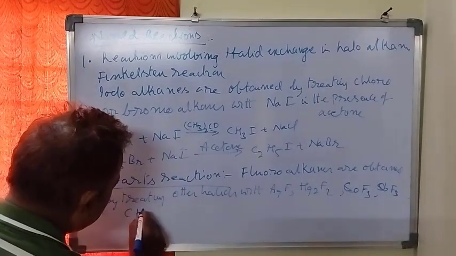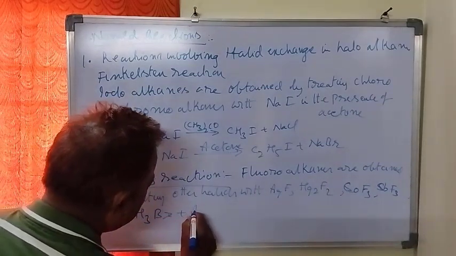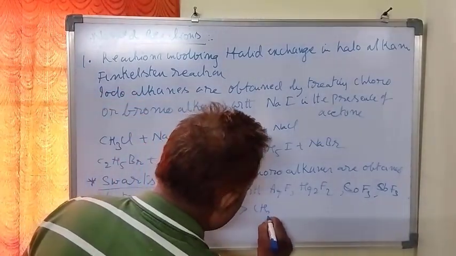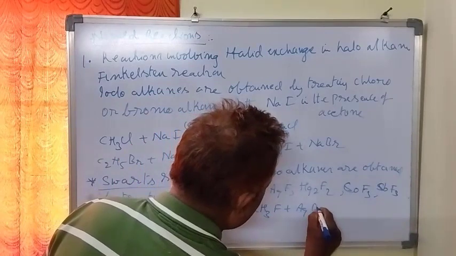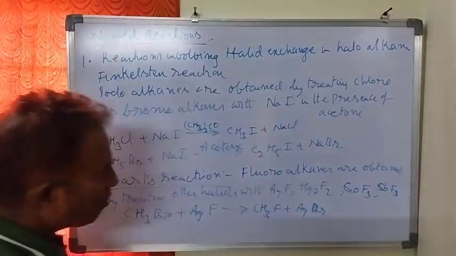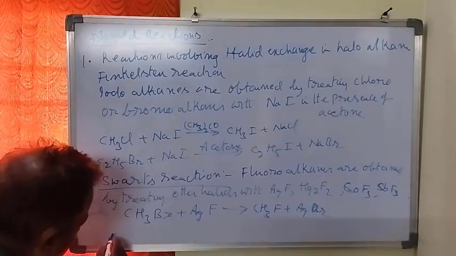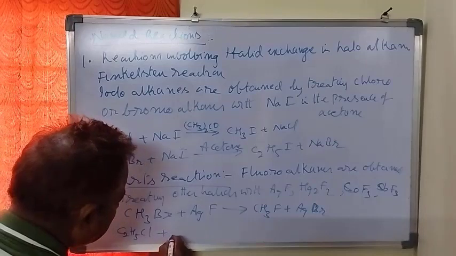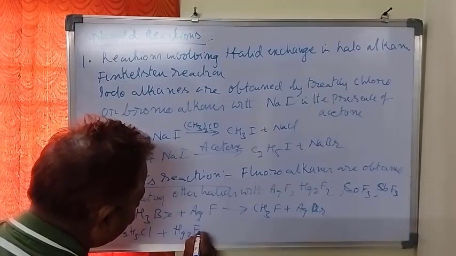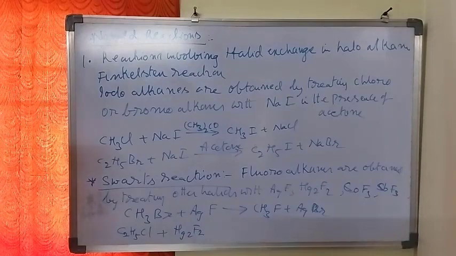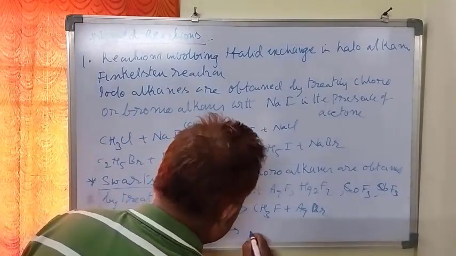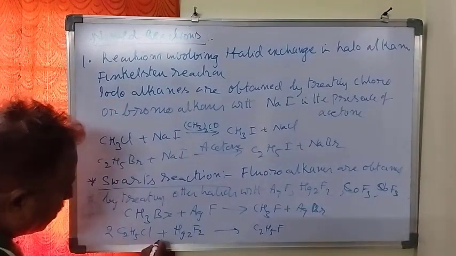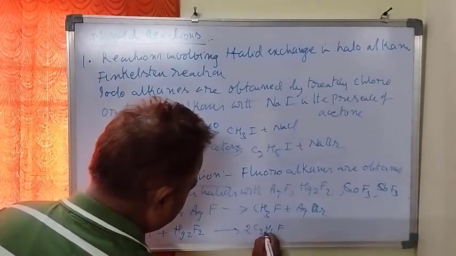So here CH3Br plus AgF gives CH3F plus AgBr. So we get fluoromethane. Similarly, C2H5Cl plus Hg2F2, mercurous fluoride, therefore we get C2H5F. Here there are 2 chlorines and 2 fluorines, therefore this is 2.